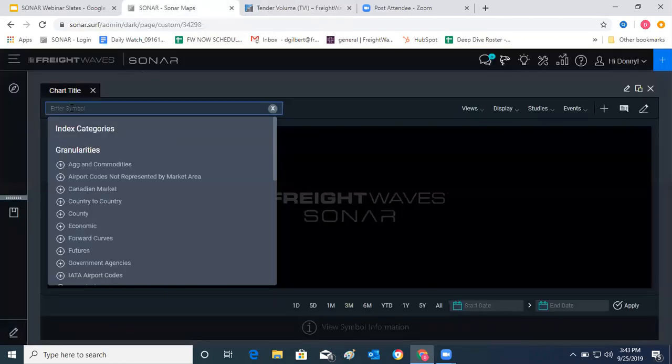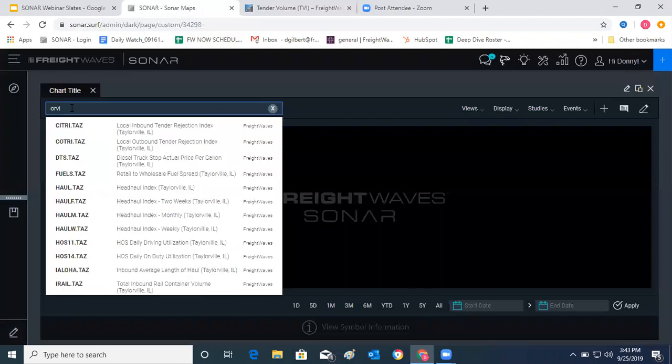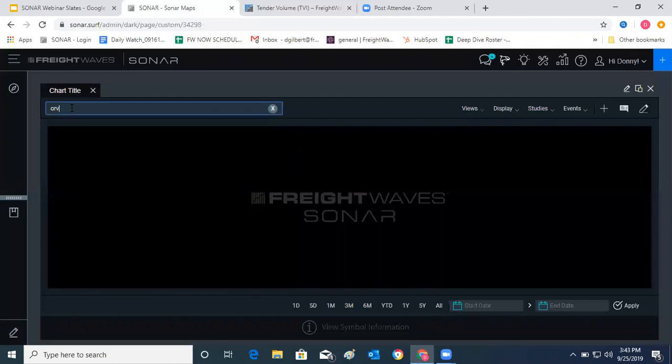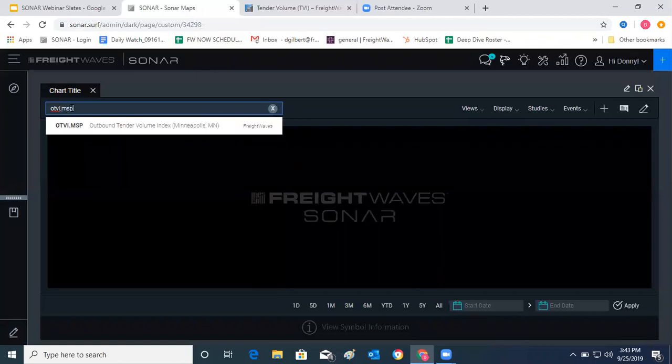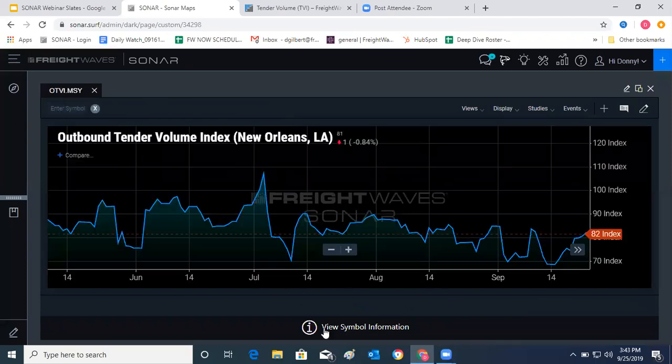So I am going to use OTVI, and actually I want to use the New Orleans market, MSY. We use airport codes. So on your actual maps that we were looking at, you can hover over a market and it will let you know which airport codes we use.